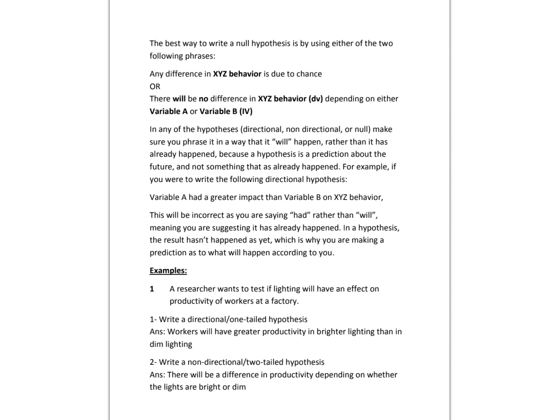So a non-directional two-tail will be: there will be a difference in the results depending on whether you study from a textbook or from YouTube videos. Whereas a null hypothesis is: there will be no difference in the results depending on whether you study from textbooks or YouTube videos. Or if you don't want to write that, you can just simply say any difference in results of students, depending on whether they study from YouTube videos or textbooks, is due to chance.